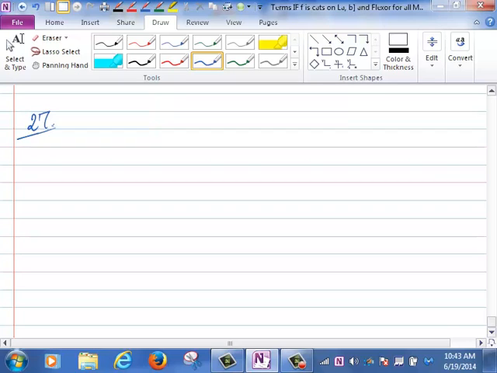35. x root of 6 minus x. 35 is x root of 6 minus x, and it's capital F of x. Okay, I am going to rewrite this as x times (6 minus x) to the half.